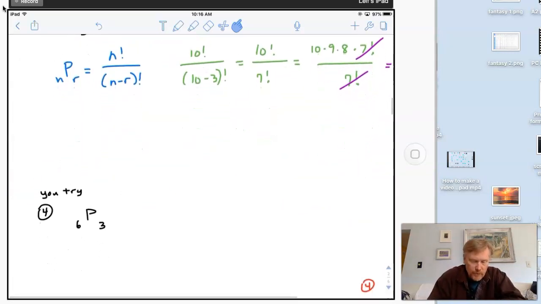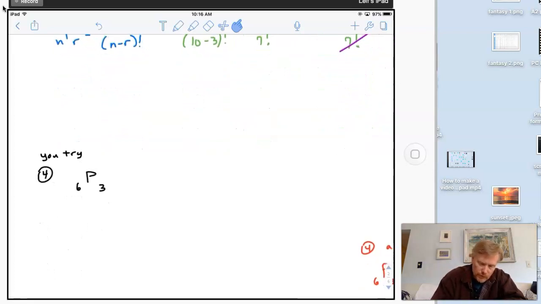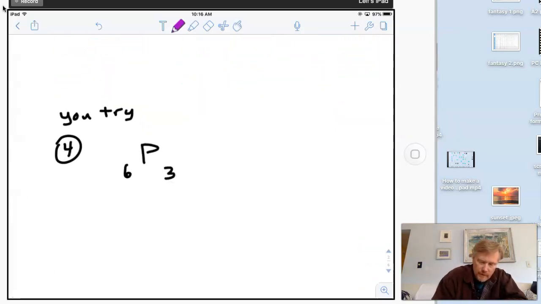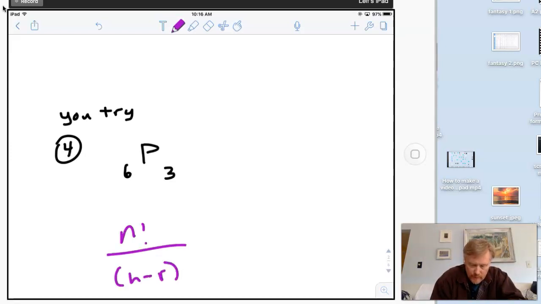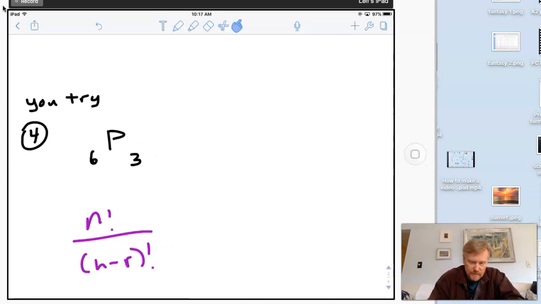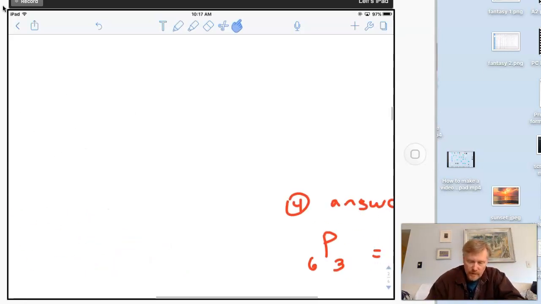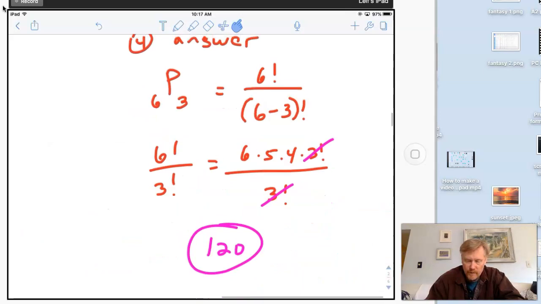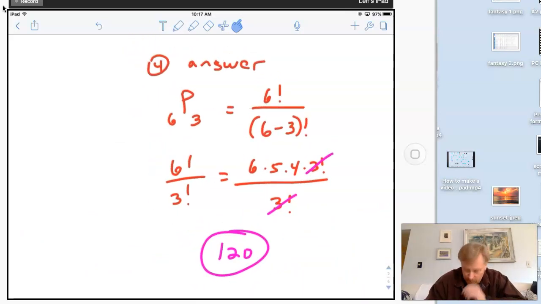Next one. Why don't you try this? I want you to try it. And remember, use your formula. Okay, so take a minute, hit pause, go see if you can come up with it. Okay, and here's the answer over here. If you did it correctly, you should have gotten that.